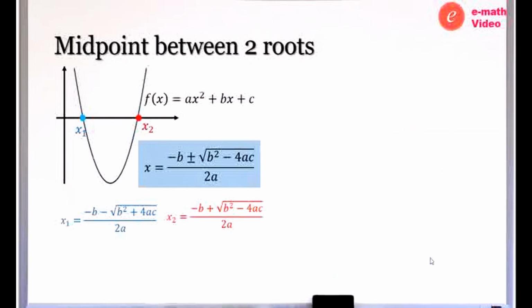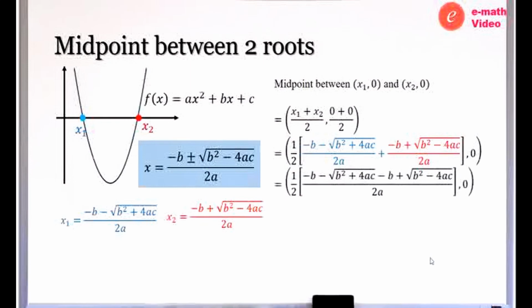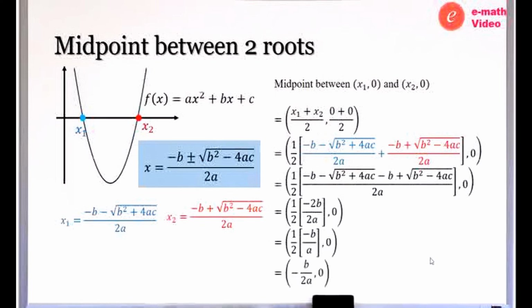Then what about the midpoint between the 2 roots? To find the midpoint, we just use the midpoint formula. Sub in x1 and x2. 0 divided by 2 is 0. Same denominator, combine the fraction. Negative square root of b squared minus 4ac and positive square root of b squared minus 4ac cancel out each other. 2 and 2 cancel, times 1 over 2. And this is the midpoint between the 2 roots.